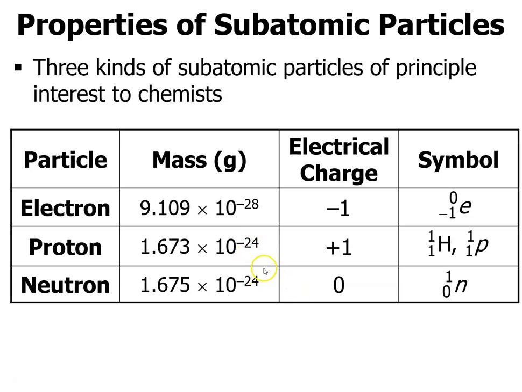So a conversion factor would be 1.673 times 10 to the negative 24th is equal to 1 atomic mass unit, and that's how we're grading these. And then the neutron is very close, so we give that to be 1 atomic mass unit, no charge, and then N for neutron. So electron, proton, neutron, that's what those symbols mean, and that's how that works.